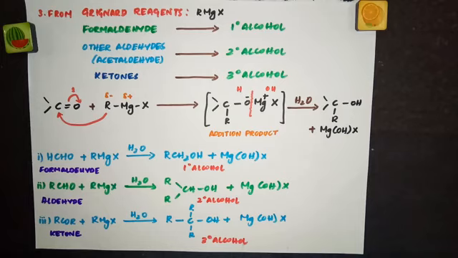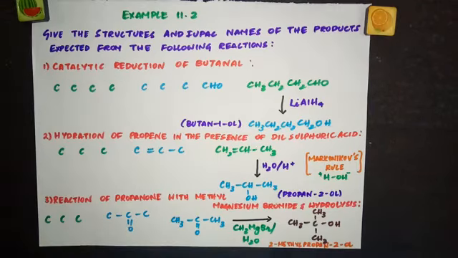So now before finishing up this video, we will see an example from the textbook. Example 11.2. Give the structures and IUPAC names of the products expected from the following reaction. So this is the question. Catalytic reduction of butanal. So they have given you a reaction and you have to predict what will be the product and write the IUPAC name.